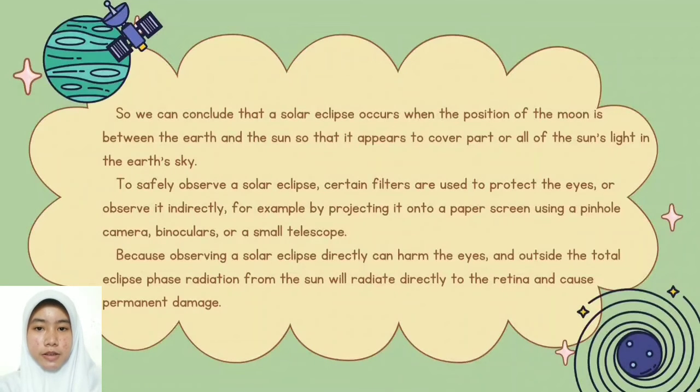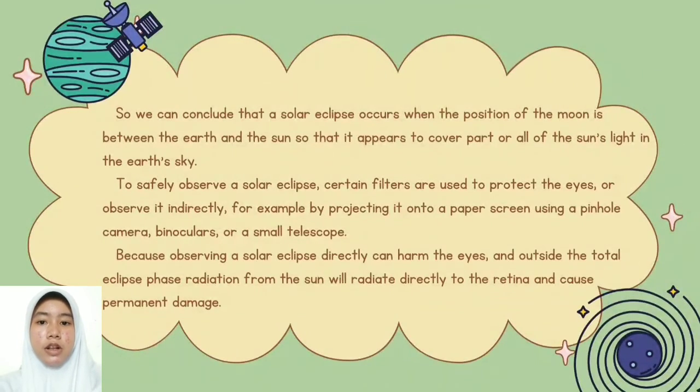So we can conclude that a solar eclipse occurs when the position of the moon is between the sun and the earth, so that it appears to cover part or all of the sunlight in the earth's sky. To safely observe a solar eclipse, use certain filters to protect the eyes, or observe it indirectly, for example by projecting it onto a paper screen using a camera, binoculars, or a small telescope.